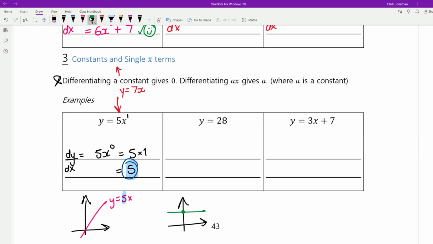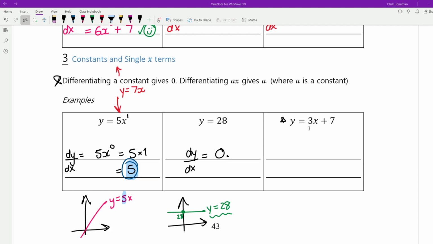Now here we've got y is 28. If you were to plot that, it would look like this. It would be a completely horizontal line. It would pass through 28 on the y-axis, and the vertical height above the x-axis would always be the same. It would always be 28. So if you were looking at the change of y, well, y doesn't change. Y is always 28. So your gradient, since that relies on the change of y, is going to be 0. There's no change.